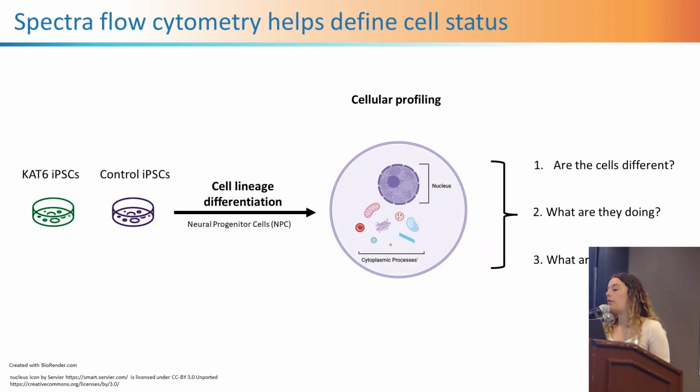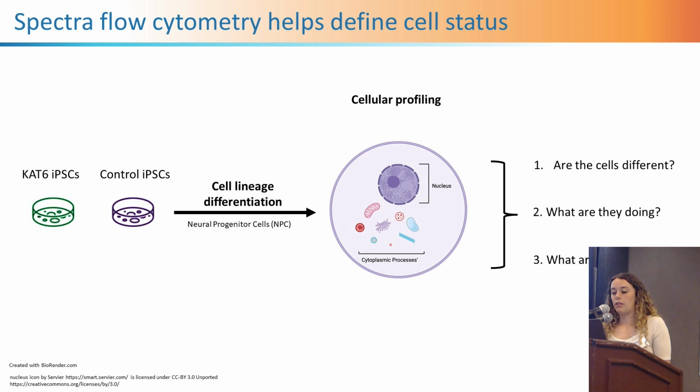And so what this means for the bench work and for the experiments is, we've been taking our KAT6 iPSC lines that we have developed along with control iPSCs, and we're putting them through a differentiation. For the purpose of this talk, some of the information I'm going to show you later is specifically for neural progenitor cells, also known as NPCs, which give rise to neurons. And then we put them through cellular profiling, which is where we're going to be staining for different histone marks and also different activities. And the goal of this cellular profiling is we really want to answer 3 main questions.